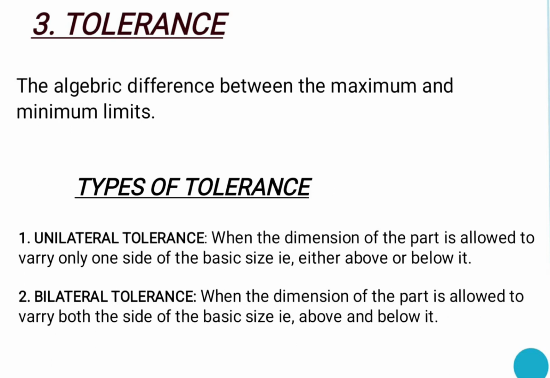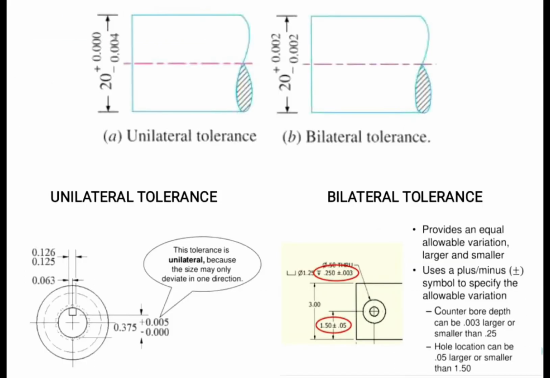And second one is bilateral tolerance, meaning when the dimension of the part is allowed to vary on both sides of the basic size, that is called the bilateral tolerance. That means the value of the basic size may vary plus 0.001 and minus 0.001, plus or minus 0.001, like that.